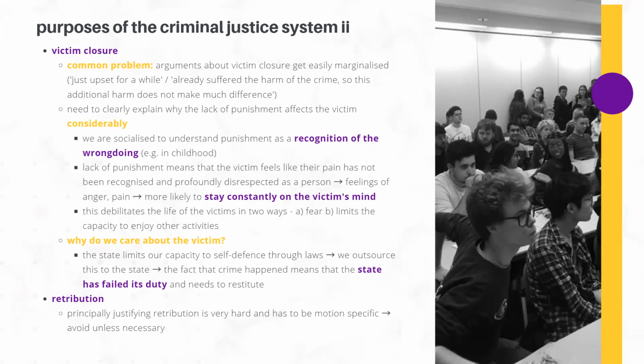The end effect of this isn't just that emotional response. It's that the crime that was committed is more likely to stay constantly on the victim's mind. That is, rather than being able to move on, for example, when they lie in bed at night, they're likely to, again, feel that anger and that pain, and they're likely, therefore, to go over the crime again and again in their head. And this carves grooves in their mind where they're, therefore, more likely to think about those issues. What that means is that the victim's life ends up being debilitated in two ways that could have been avoided.